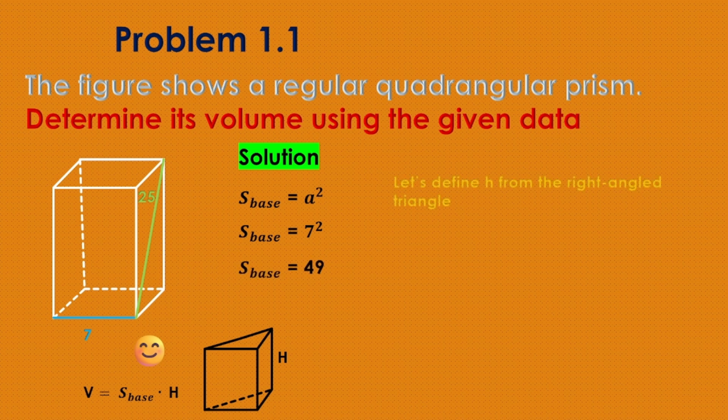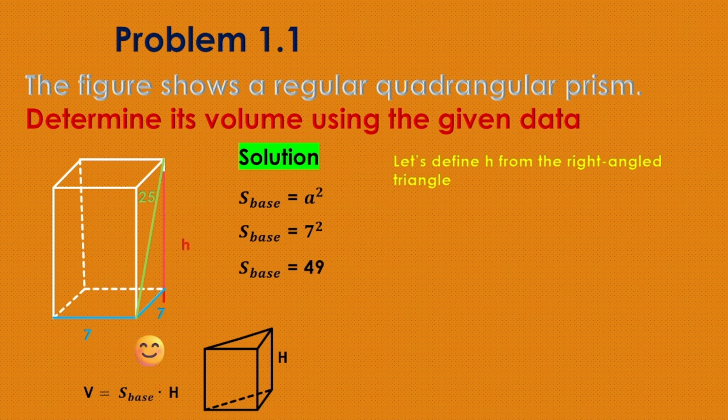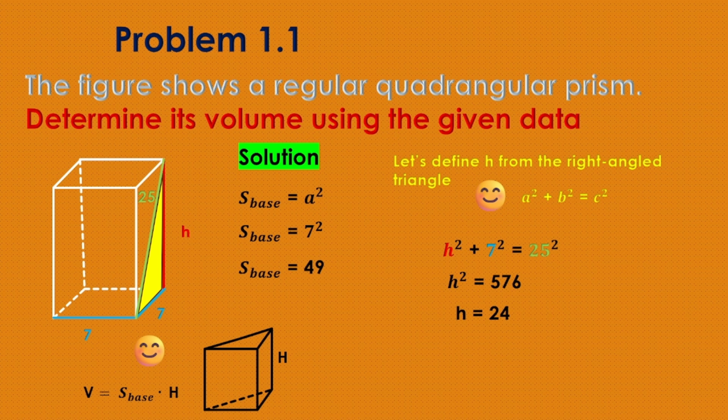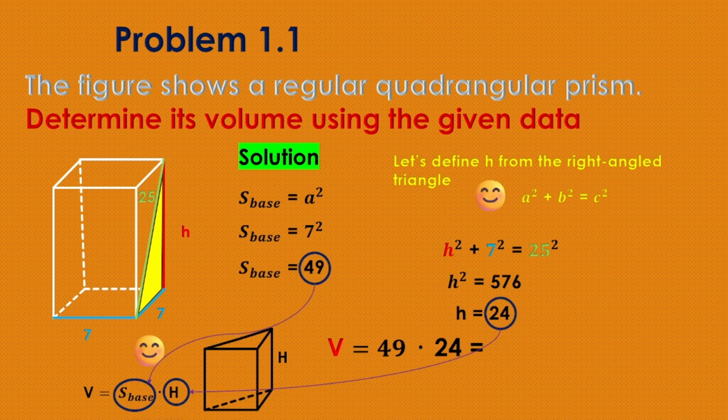Next, let's determine the height from the right triangle, which I highlight in yellow. Let's remember the Pythagorean formula. Instead of A, we substitute H. Instead of B, 7. Instead of C, 25. And we get after substitution that the height of the prism is 24. So we have all the necessary data to find the volume of the prism. So we substitute 49 instead of the area of the base, instead of the height, 24. We get the answer, 1,176.